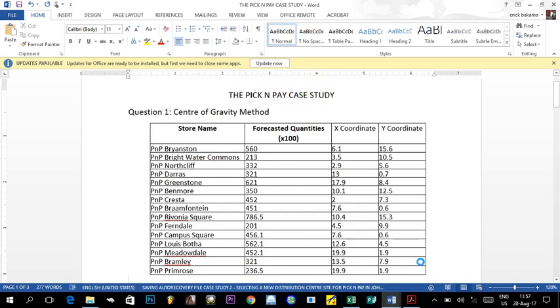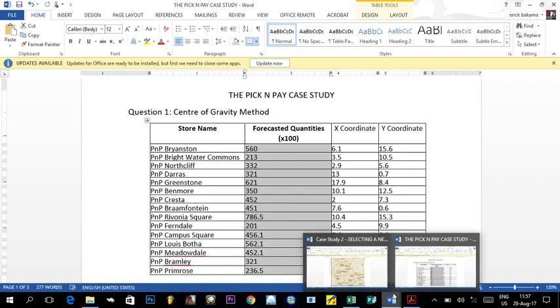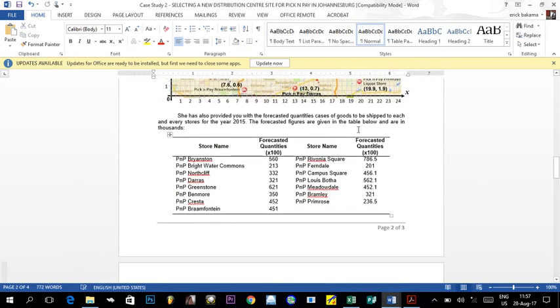you need to draw a table that looks like this. In the first column you identify all the stores, and then there's the forecasted demand. This is the demand moving from one store to another, and it is already given in the problem. The demand for Bryanston, for example, is 560. The demand for Brightwater Commons is 213, and so on. This is already given to us.